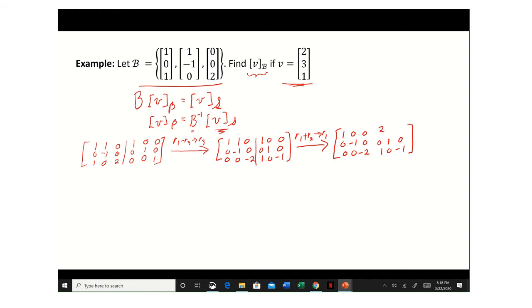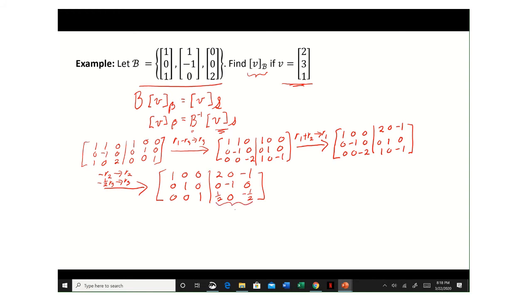This should be 2, 0, negative 1 across there. And then finally, negative R2 is the new R2, and negative 1/2 R3 is the new R3. Just to finish it up, we get the identity on the left and on the right 2, 0, negative 1; 0, negative 1, 0; 1/2, 0, negative 1/2. So that is my B inverse.